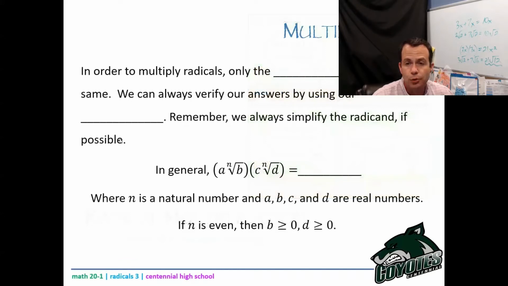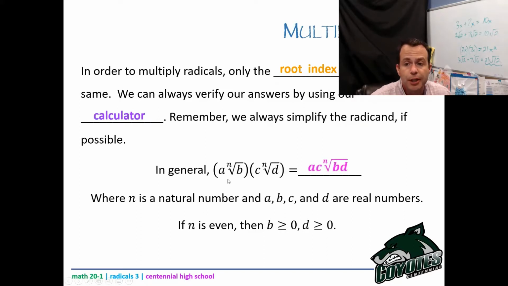So in order to multiply radicals, only the root index has to be the same. Okay, so when we were adding or subtracting, the radicand had to be the same and all the variables on the outside had to be the same. Here, only the root index has to be the same. Okay, and we can always verify our answers using our calculator, right? You take the question, plug it into your calculator, you take the answer, plug it into your calculator, and although they're both going to be decimals, they should give you the same decimal.